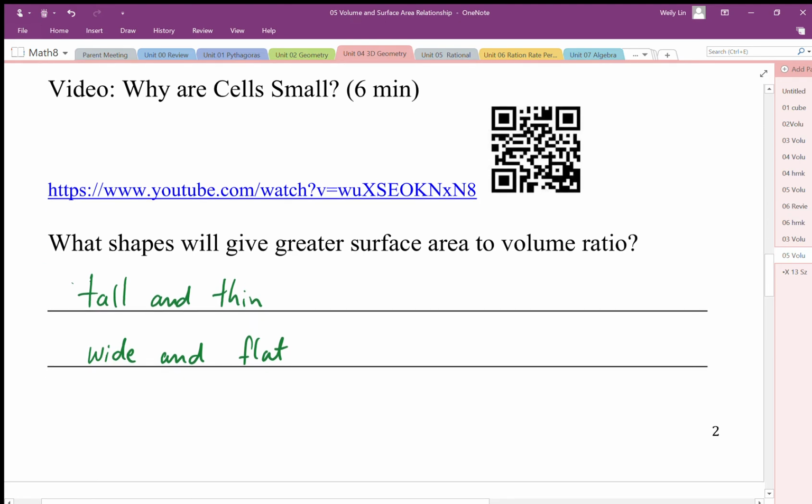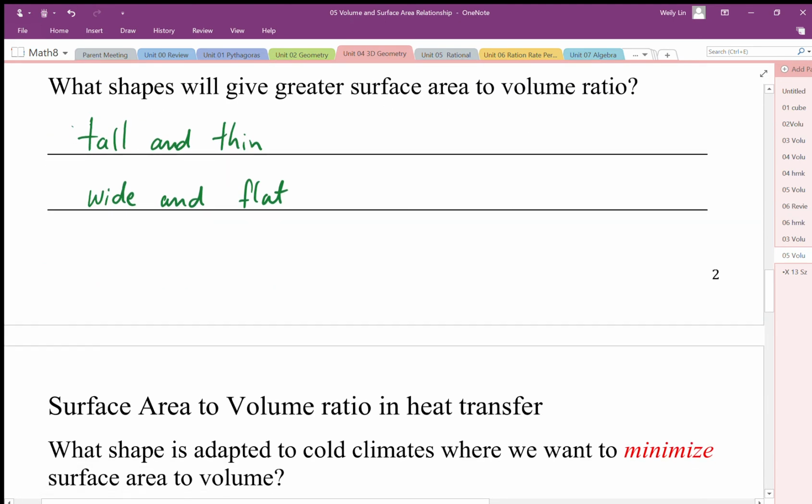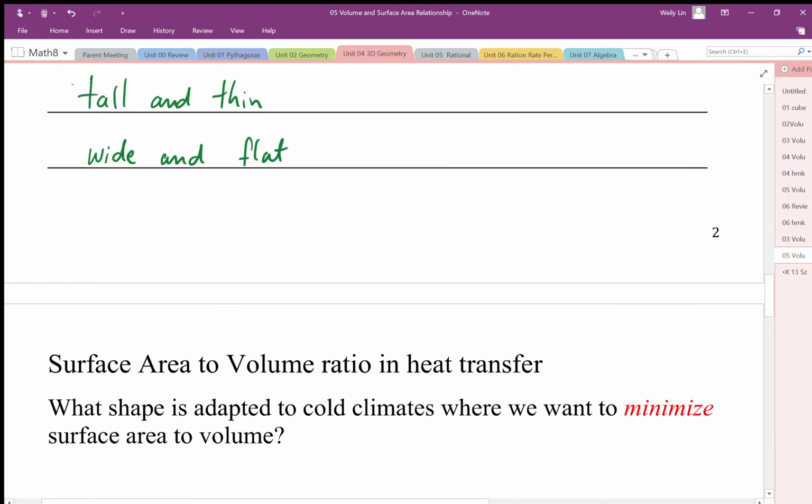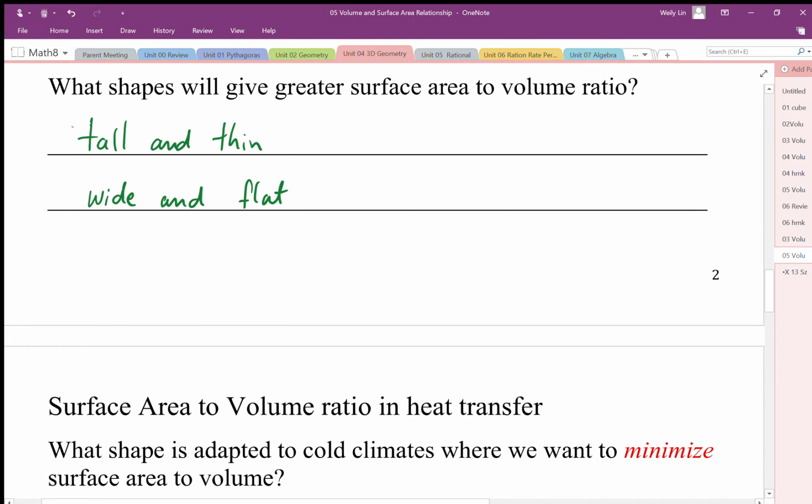The other thing they talked about was cell size. If something is really small, it has a greater surface area to volume ratio. If it's big, it has a small surface area to volume ratio. So there's a limit to cell size, because if it's too big, there's not enough surface area for there to be transfer of nutrients and waste in and out of the cell membrane for that cell to survive.